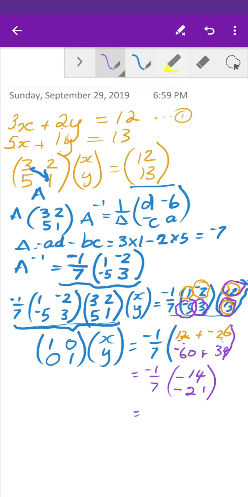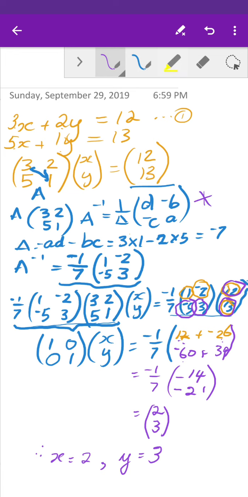When we multiply both of these by negative a seventh, we get positive 2 and we get positive 3. Therefore, our solution: x is equal to 2 and y is equal to 3.